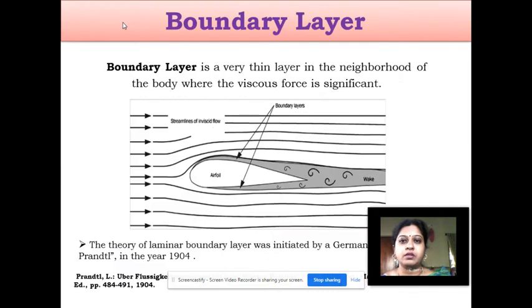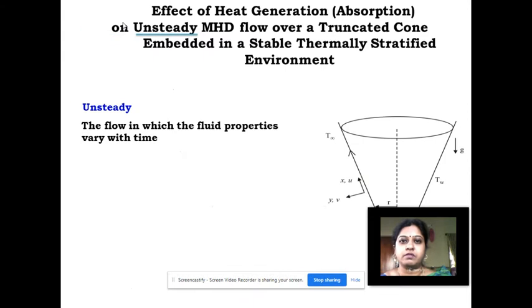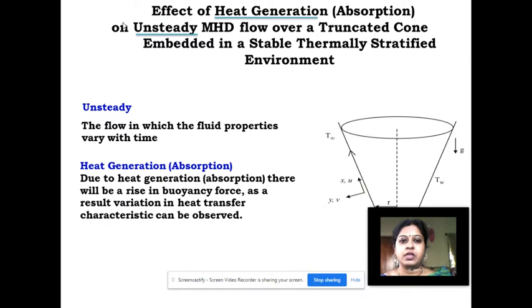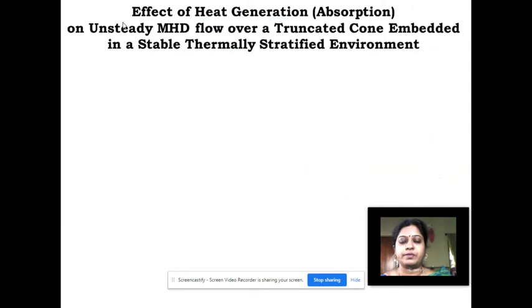And the boundary layer is nothing but a very thin layer in the neighborhood of the body where the viscous force is significant. The term unsteady in the research paper means it is the flow in which fluid particles vary with time. And heat generation will raise the buoyancy force. As a result, variation in heat transfer characteristics can be observed. And MHD is magnetohydrodynamics. And this is the flow model of the research paper.